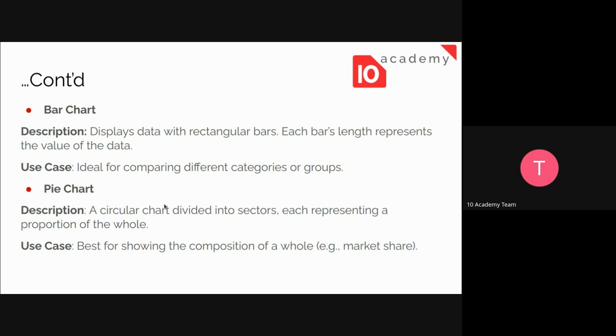When it comes to the pie chart, it will represent your data in a circular format. In that circle, if you have different categories, it will divide them using different colors and with a given percentage. This is what the pie chart does, and often it is used to show the composition of the whole. As I was saying earlier, if you have your market share and you want to see its composition in terms of percentage, it's better to use a pie chart.